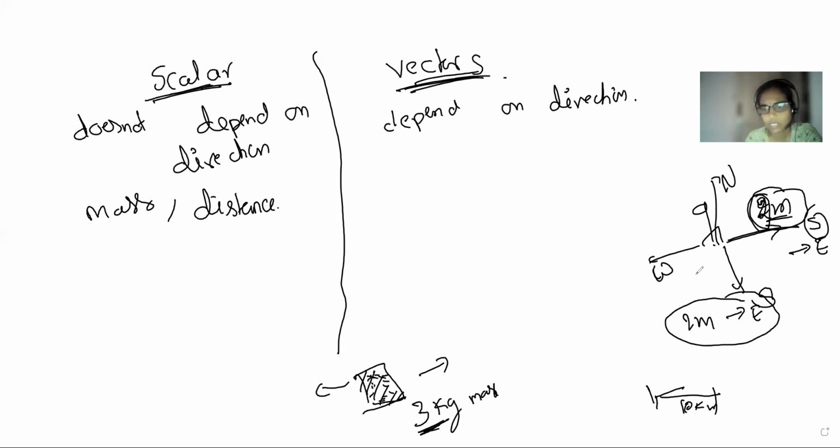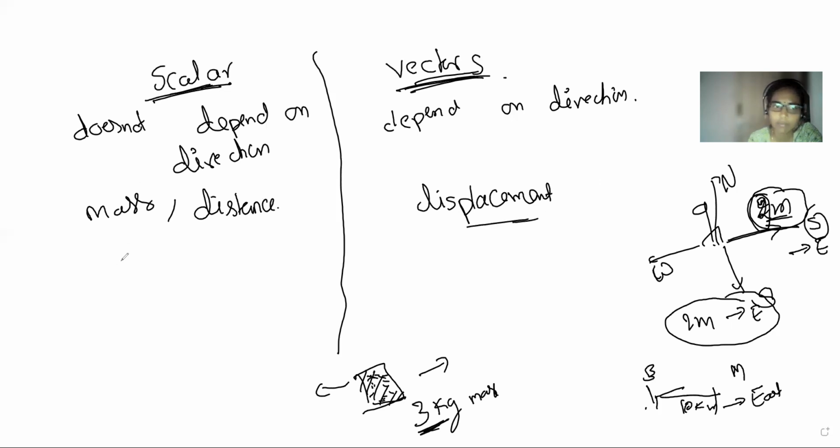But suppose you are in Bangalore and you need to go to Mysore. That time definitely you need to specify: from Bangalore, 10 kilometers towards east you will go, then you will get Mysore. So like that we have to tell the direction. That is what? Displacement. It depends upon direction as well. Understood, children? Here we can write: distance does not depend on direction, displacement will depend upon direction.